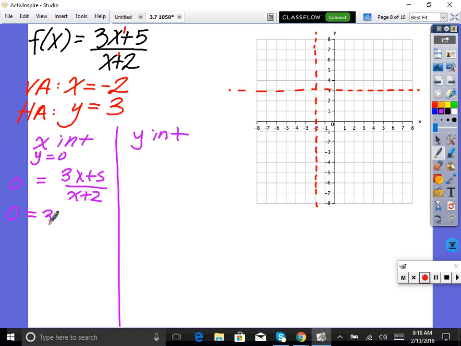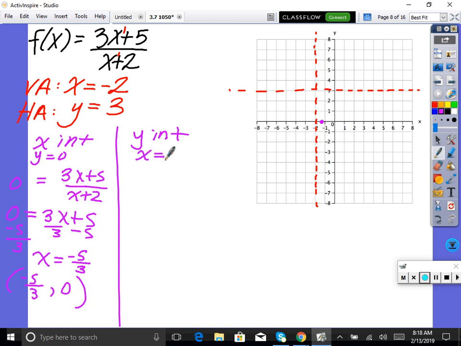So we have 0 equals 3x plus 5, so then solve for x. Minus 5, divide by 3. So x is equal to -5/3. So we have the point -5/3, comma 0. That's our x-intercept. -5/3 is -1 point something. So I'm going -1 and a little bit. That's the x-axis. Now let's keep going.